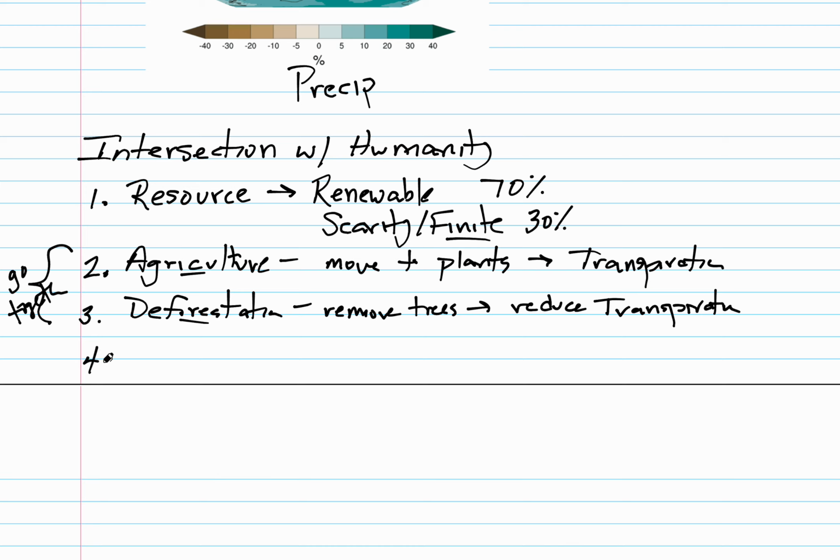Number 4, we could call this one diversions. And for diversions, I want you to think in two ways. This is going to be dams, and this is also going to be aqueducts. Basically, we change the path of the water from source to sink. And by holding it or moving it, we change the local hydrologic cycle.